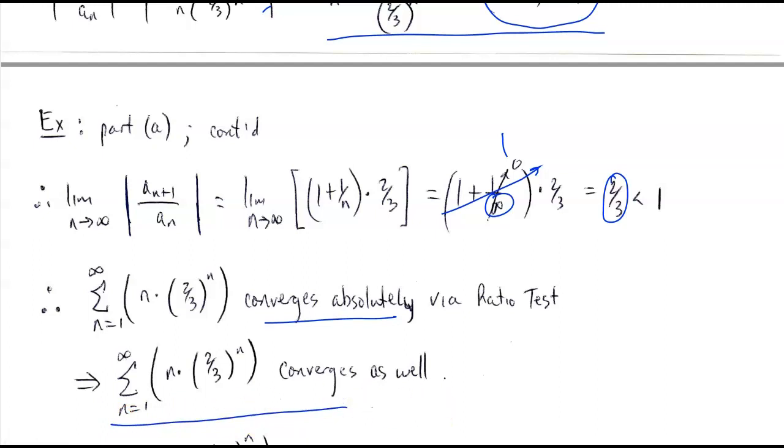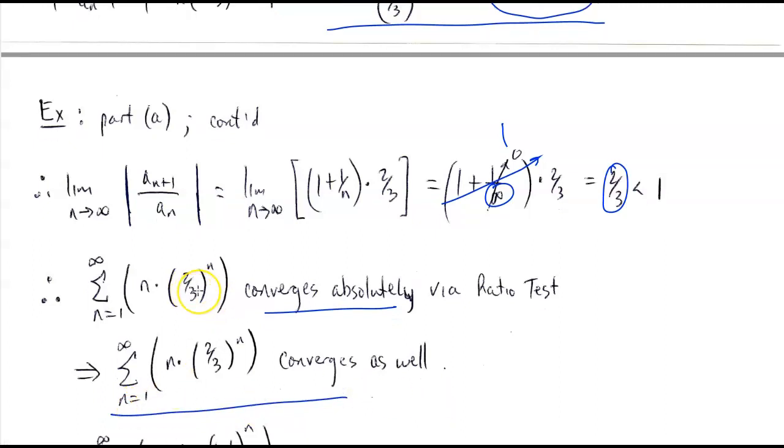Okay. And again, this is a situation where we don't have an alternating series type thing going on, but we see that that particular series is going to converge absolutely as well. Okay. As well as regular.